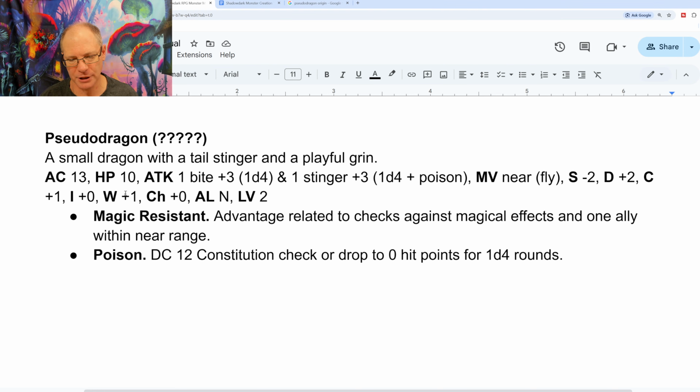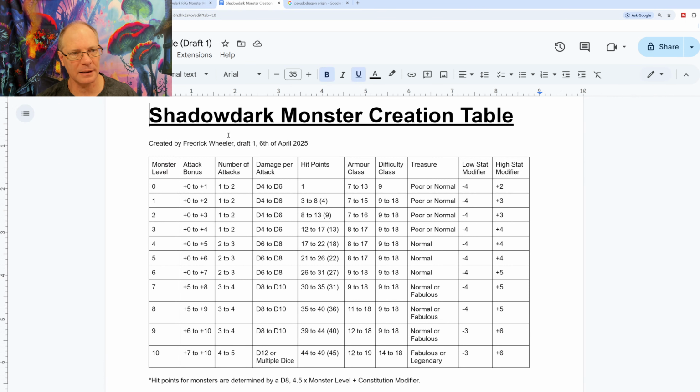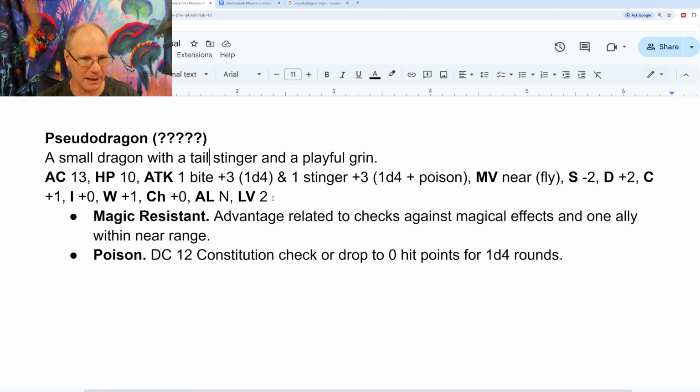level is going to be for Shadowdark. And I have a table here. This table breaks it down into levels and what the various numbers should be. This table is available on my Patreon on the free tier, so you don't have to pay for it. I want you to go and use it. Go download it if you don't already have it. So we have to determine what our monster level is going to be.